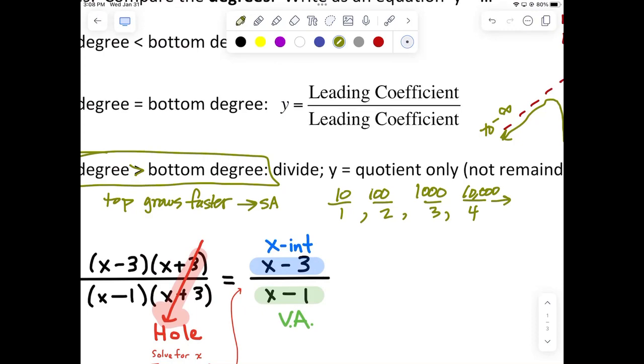Are they getting smaller? Yeah. Really? No, they're not. The first one's 10. The second one is 50. The next one's 333. 10,000 divided by 4 is 2,500. What's happening to those values? Oh, they're getting bigger. They're going to infinity. Anytime you have a ratio and the top grows faster than the bottom, your ratios are getting infinitely large. They're going to infinity.